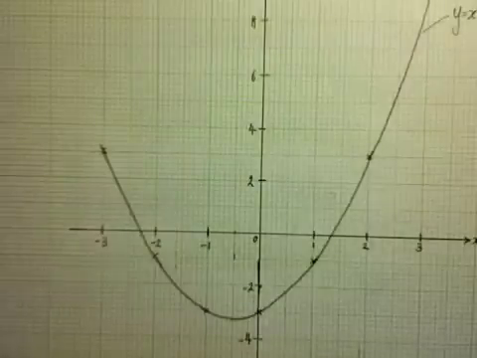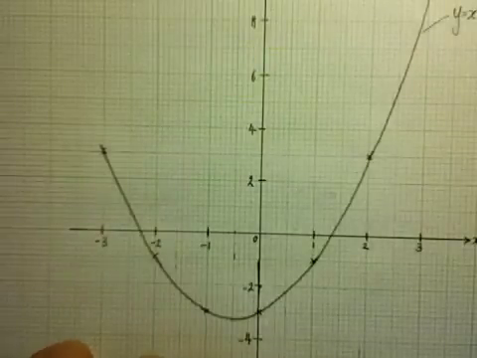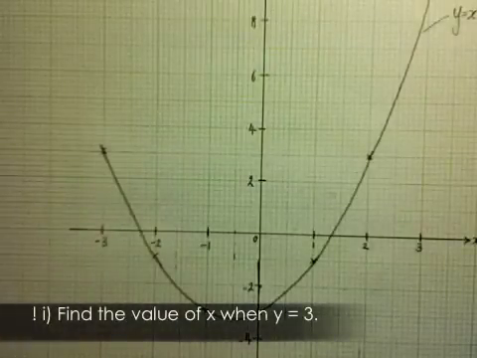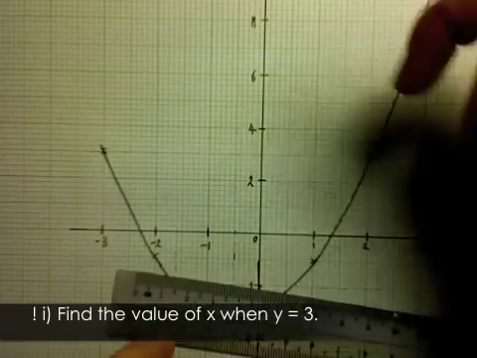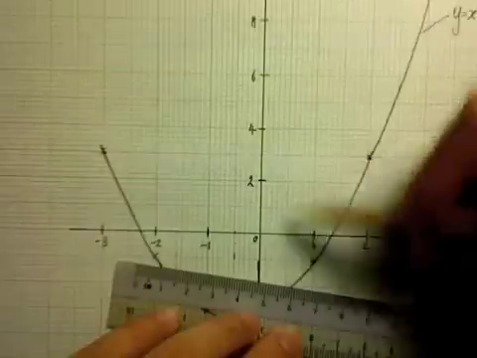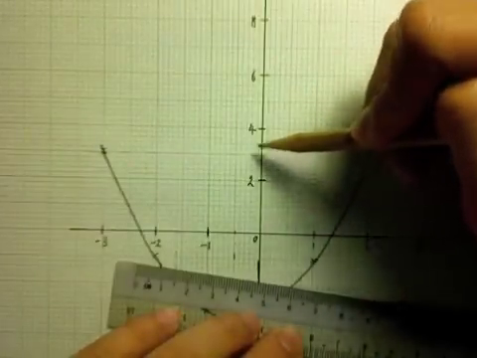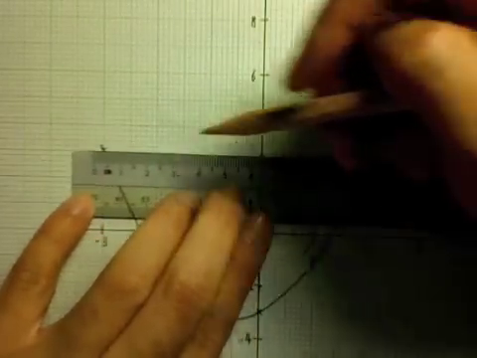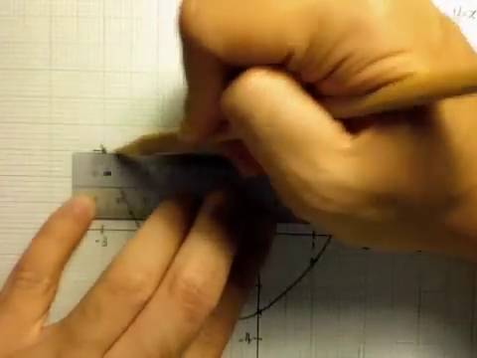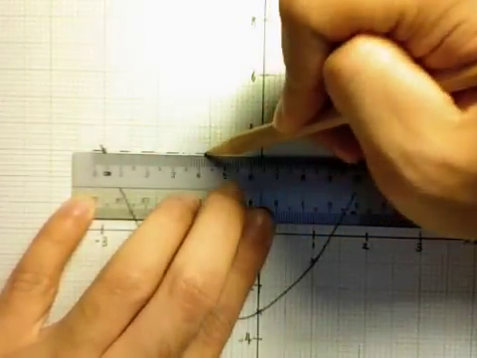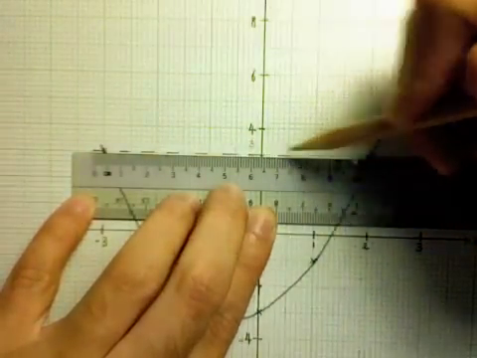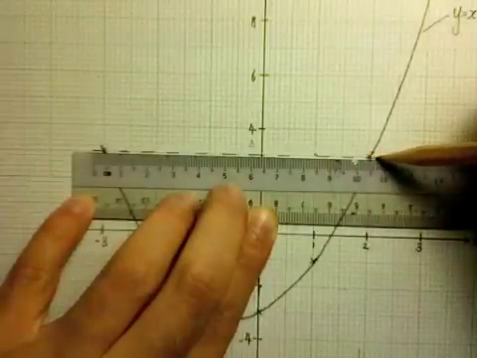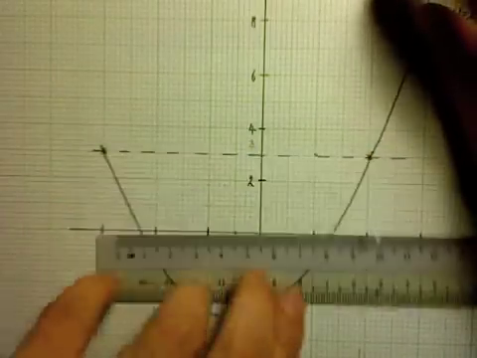Now take a look at question 1 part 1. The question wants us to find the value of x when y equals 3. First of all, on the y-axis, we find the point 3, which is over here, and we draw the line y equals 3 across. Take note that I use a dotted line for this case.